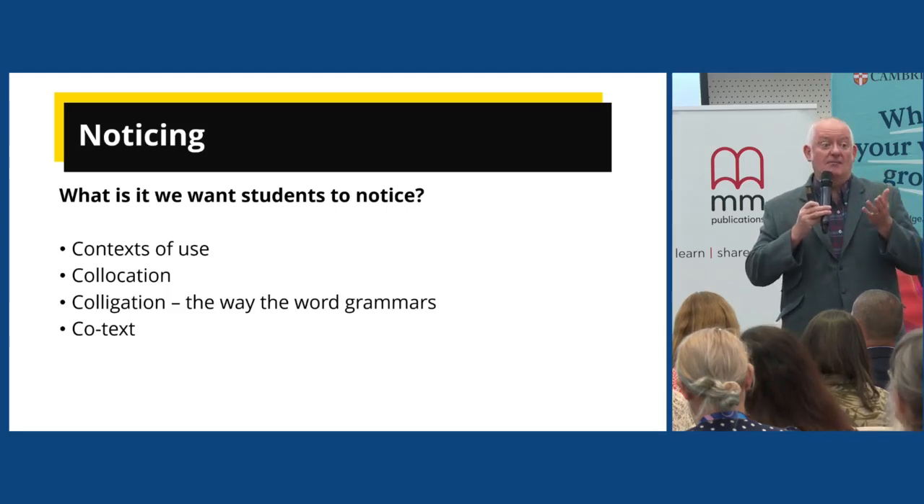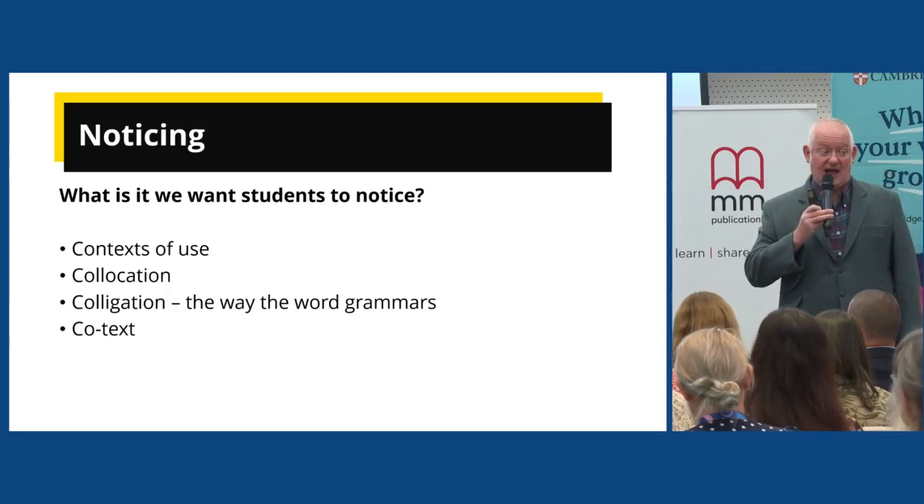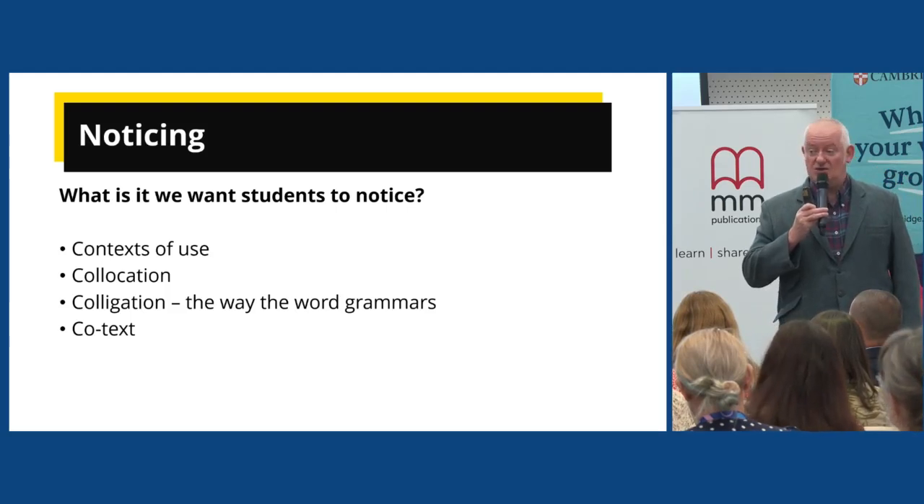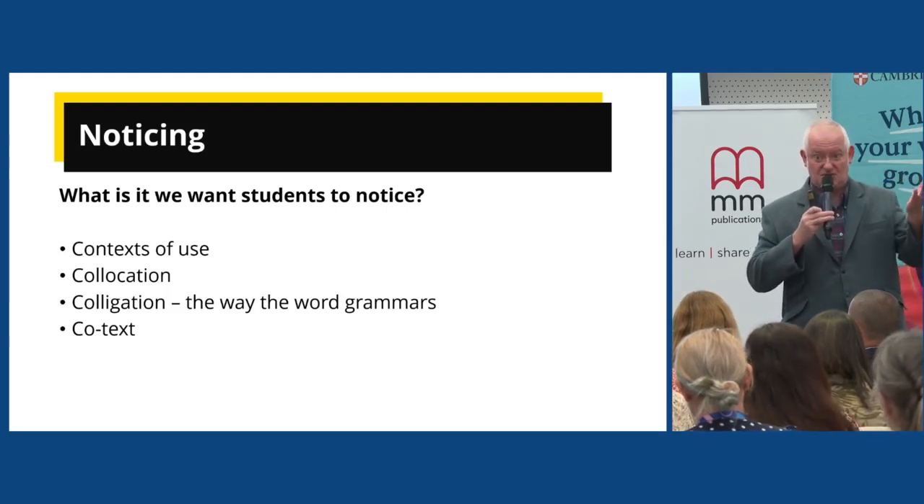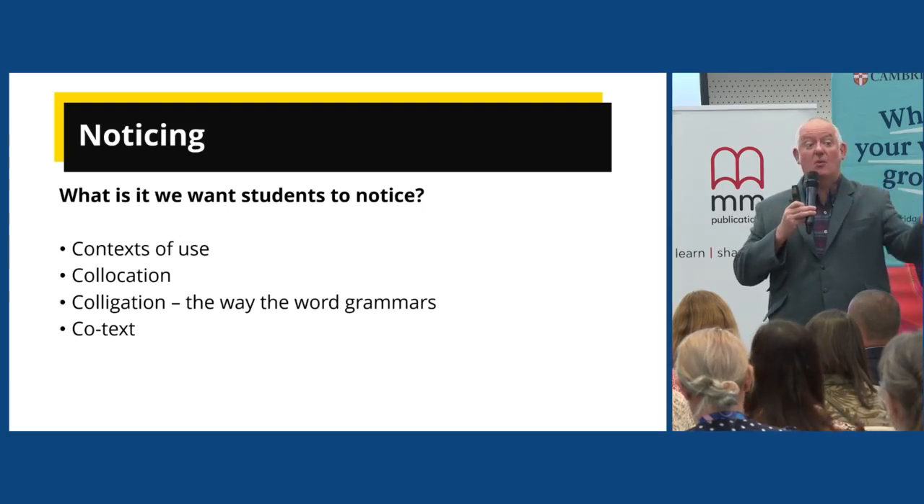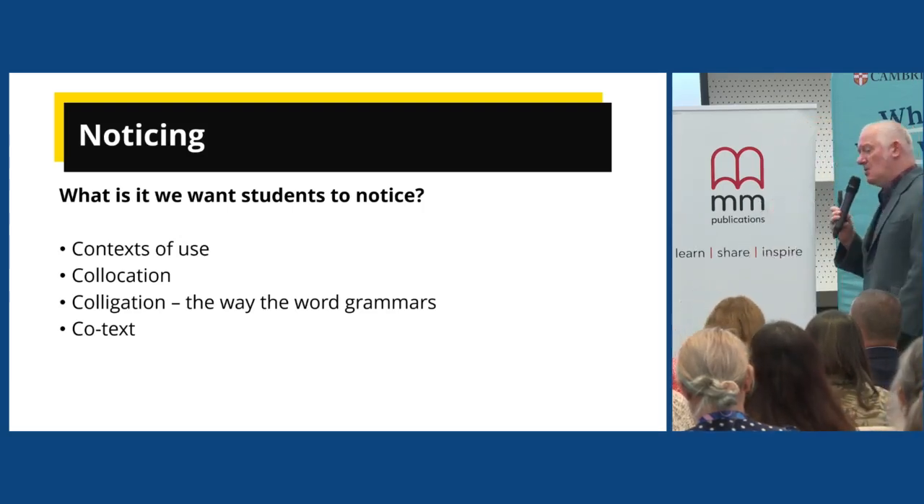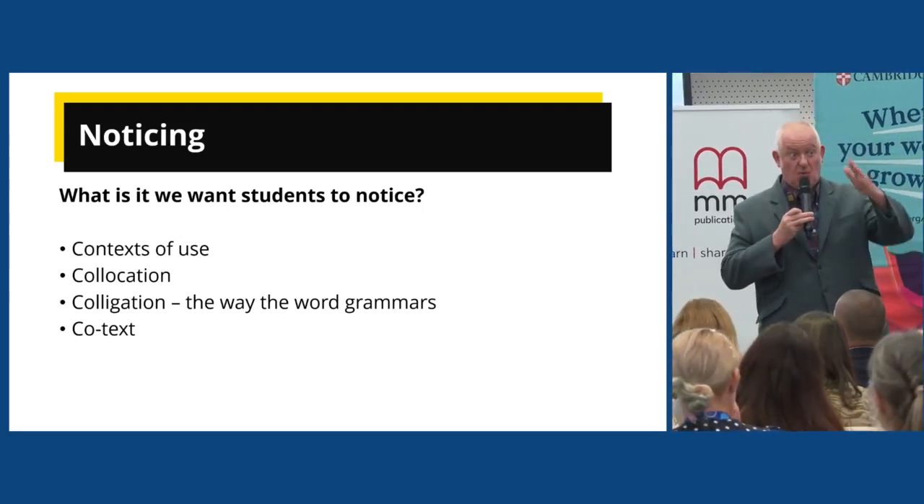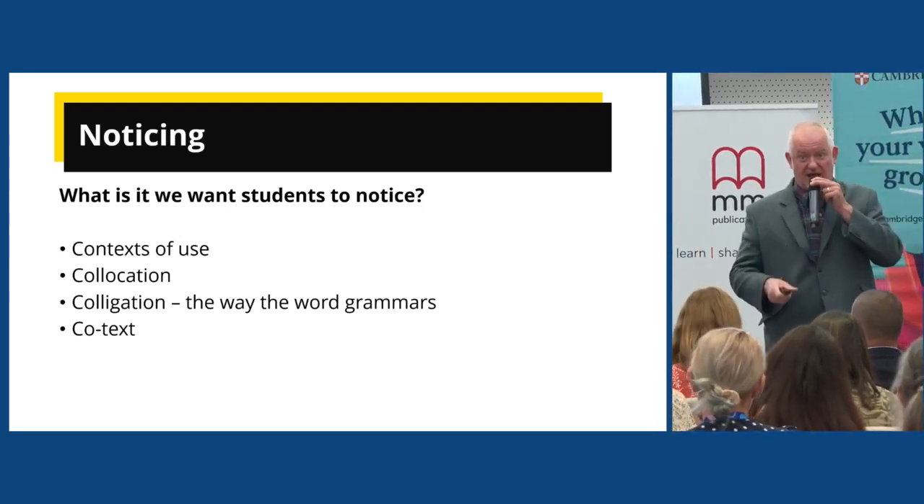So, you know, in English, agree is a verb, and you just say, "I agree." In lots of languages, it has a different colligation. It will be, "I am agree." Yeah? So that's the kind of the grammar of the word, if you like. And you want them to notice the context, the words which go with the words you're looking at.